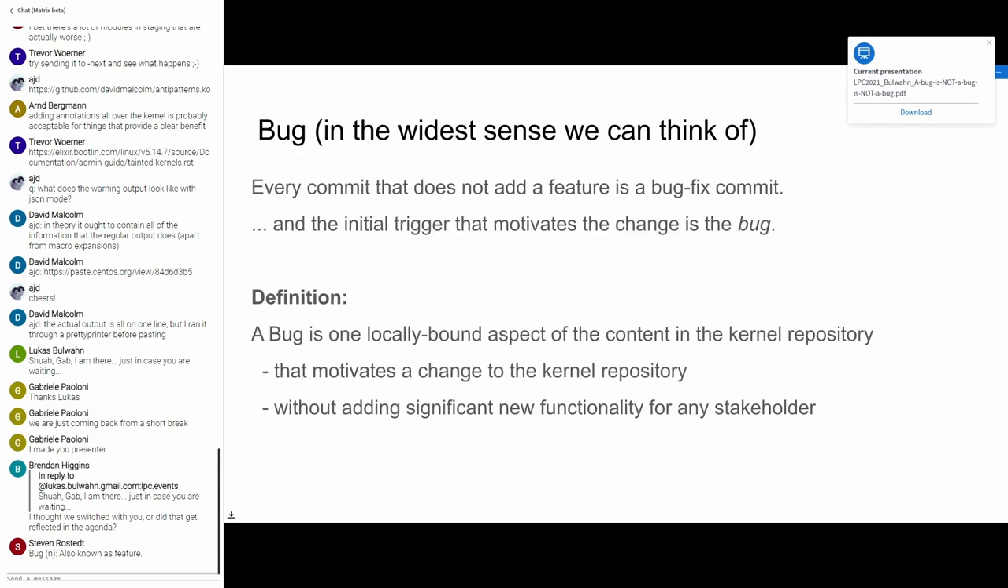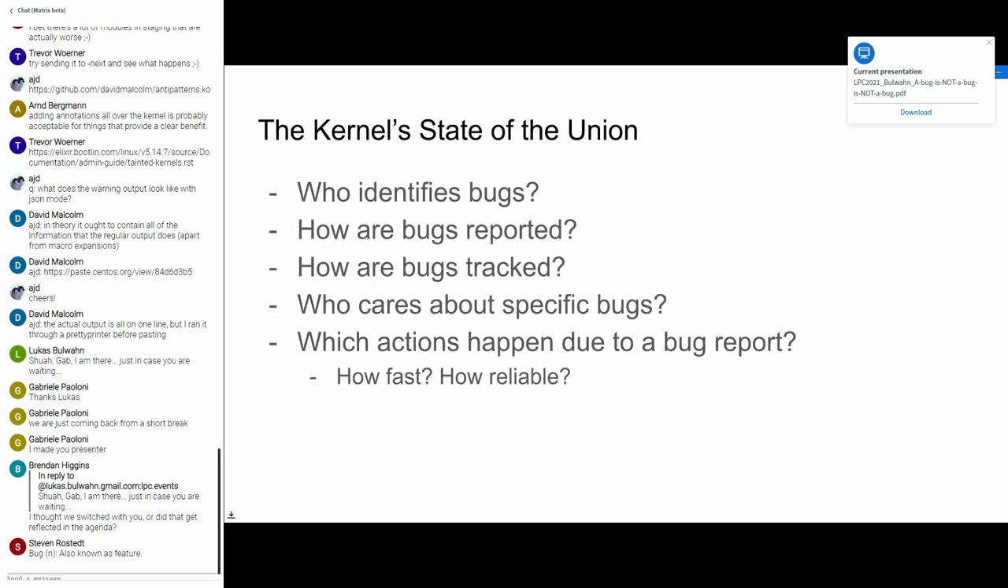And what I want to do is define what a bug is in the widest sense that we can think of. And I'll do so by saying, well, every commit that doesn't add a feature is a bug fix commit. And the initial trigger that motivated that change is the bug. So we have something that's somehow a locally bound aspect, somehow related to the content in the kernel repository that motivated someone to do a change. And it's not adding some significant new functionality for any stakeholder. That's what we consider a bug in this further discussion.